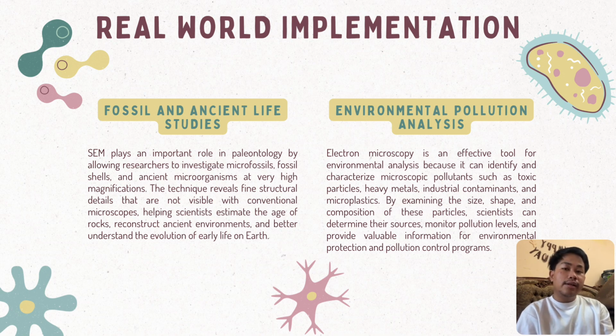Secondly, SEM is widely used in environmental pollution analysis. It can identify tiny particles such as microplastics, heavy metals, and industrial contaminants. By analyzing their size and composition, scientists can monitor pollution sources and support environmental protection efforts.